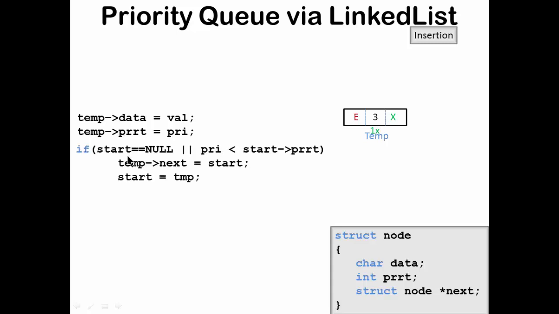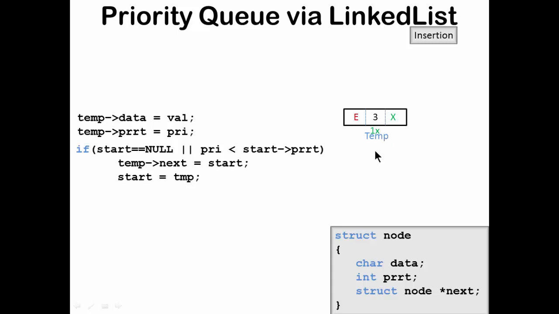So for that, if start is equal to null, that means this is the first element that we have received, and therefore we do not have any start value. So this will be my starting point, right? So if start is equal to null, then temp next should be equal to start. That is, the next part of this temp should be equal to null, because start is equal to null, and therefore a null would be written over here. And then you make start equal to temp. Sorry, the spelling mistake is there, so it should be temp. So this becomes the start also.